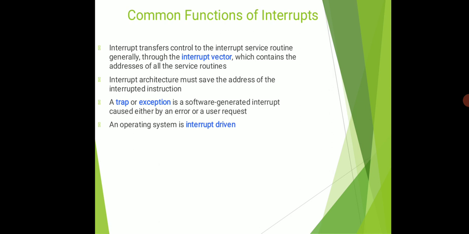A trap or exception is a software generated interrupt caused either by an error or a user request. An operating system is interrupt driven. So these are all main common functions of interrupt. So here we have seen the interrupt vector that contains the address of all the service routines. It will control the interrupt service. And then we have seen trap or exception. Trap is also called an exception. It is a software generated interrupt caused either by an error or a user request. An operating system is interrupt driven, right?